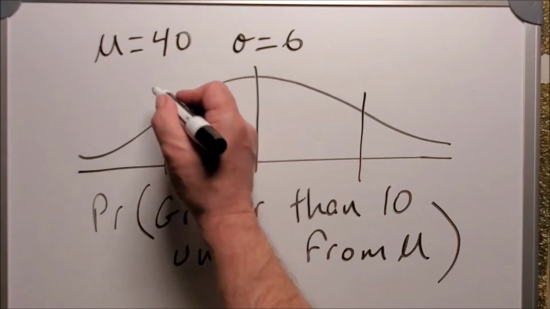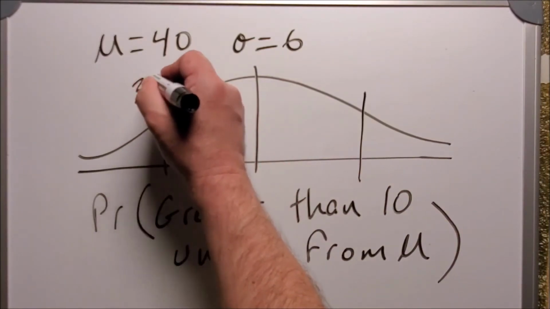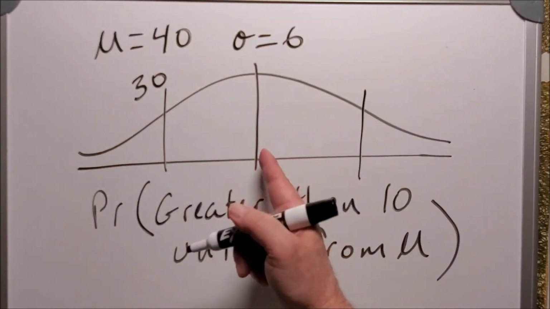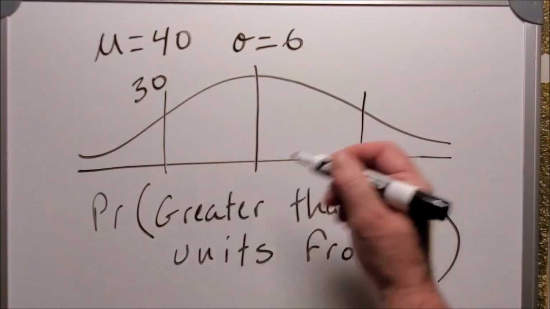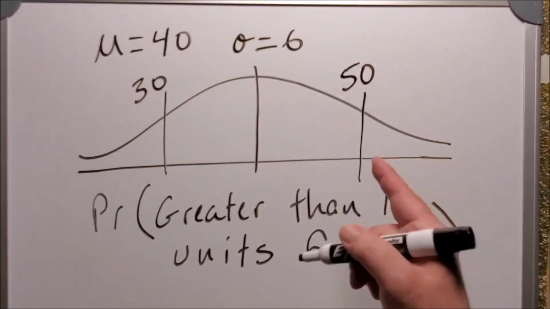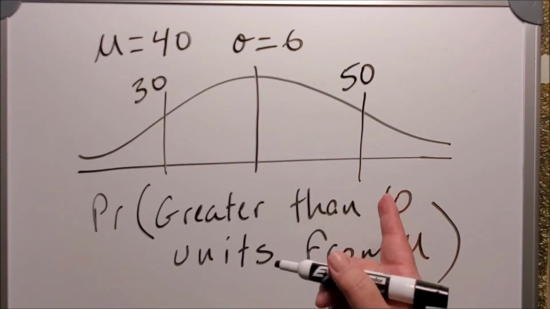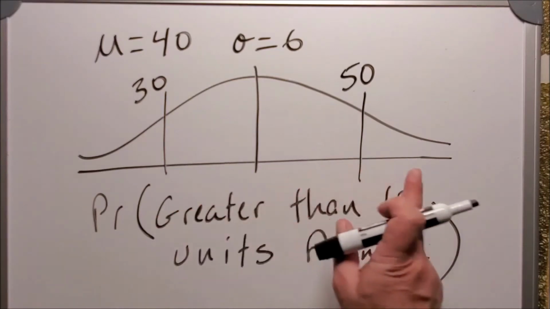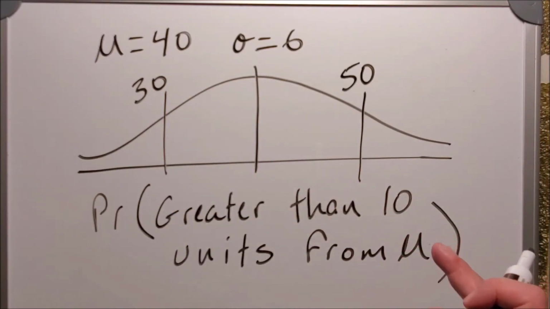A little thought, and you're going to probably conclude that 30 is 10 units from mu to the left, and then 50 is 10 units from mu to the right. Don't make the mistake of thinking in only one direction. The question is greater than 10 units from mu. That means distance. Just because it says greater doesn't mean you're only moving to the right, which is a misperception that students have in this situation pretty frequently.